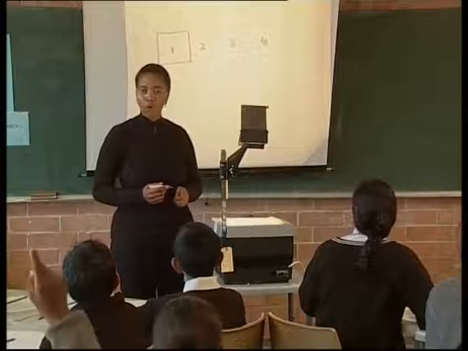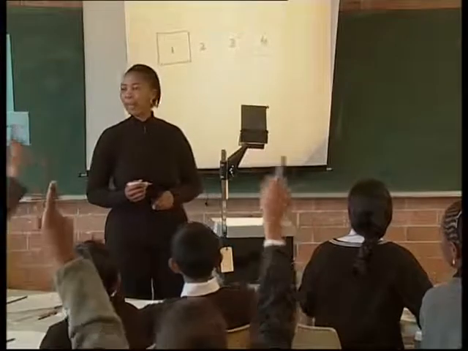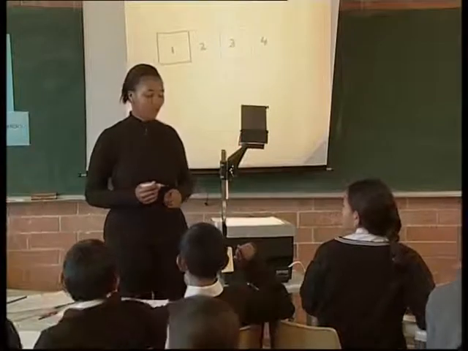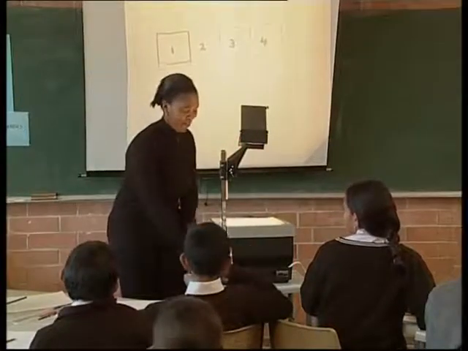Now, if I want to join square number 2 to square number 1, how many lines do I need to draw? Rumana? 3. 3, that's very good. So I will draw line number 1, line number 2, and line number 3.